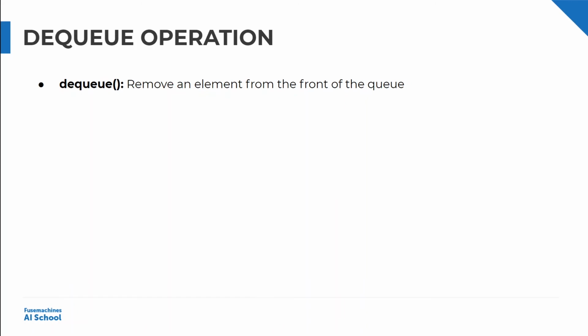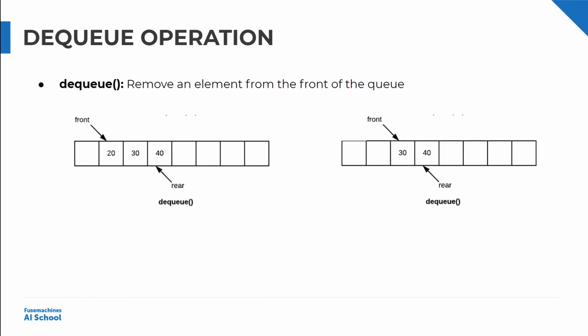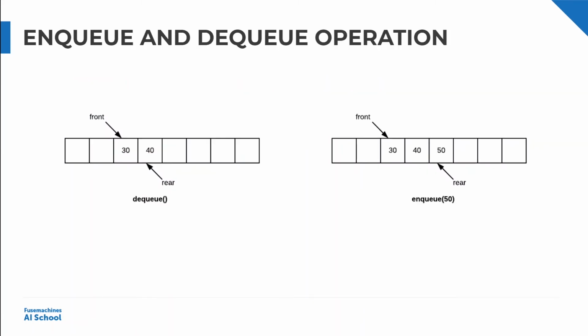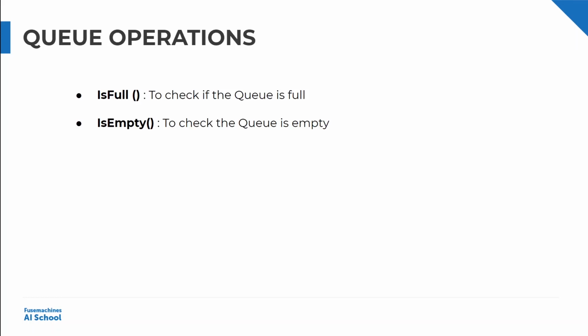Let's see how we can remove elements from the queue. An item is always removed from the front of the queue using the dequeue operation, as shown in the figure, and the front always points to the element next to it. Similarly, we can add and remove elements from the same queue. The element will be removed from the front and added from the rear. And similar to the stack operations, the isFull operation is used to check if the queue is full, and to check if the queue is empty, we use isEmpty.